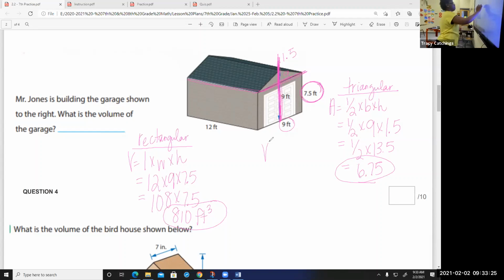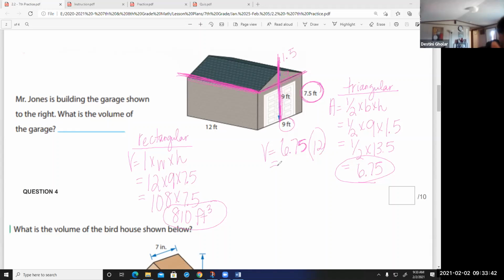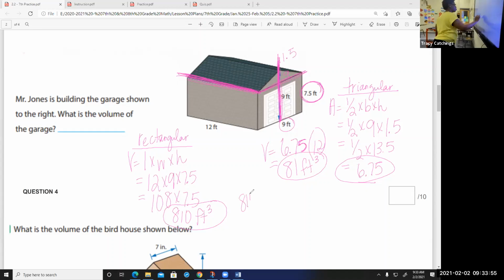All right, we got the area of the base. So now we need to multiply that by the height of it, or in other words, go the long way. Good job. So then multiply 6.75 by 12. 81. And then we have both.